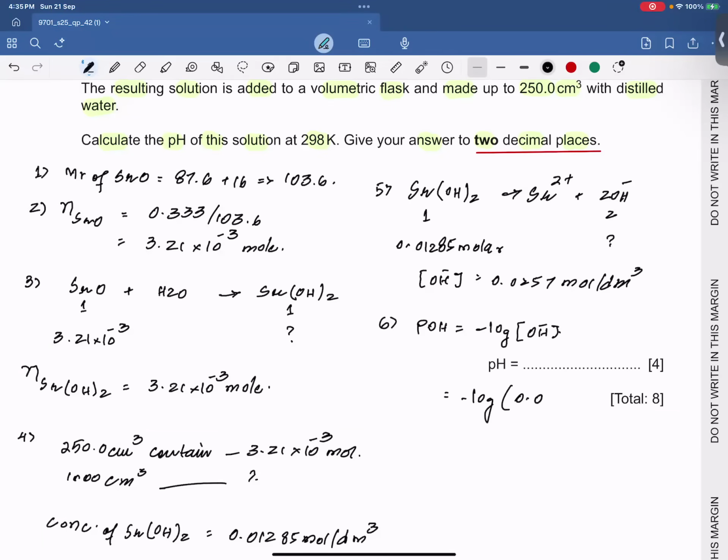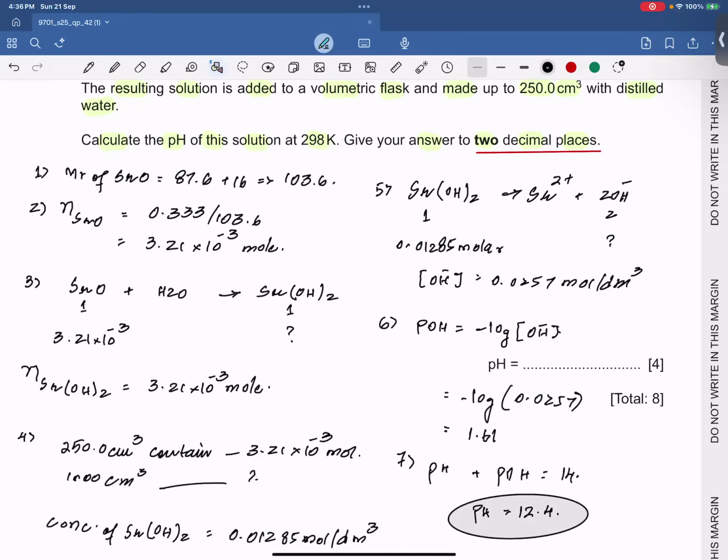So concentration is 0.0257. So pOH is going to be 1.61. Now, in order to find the pH of this solution, I'm going to use the expression pH plus pOH equals 14. So when I subtract 1.61 from 14, I'll get 12.38, and that's my answer.